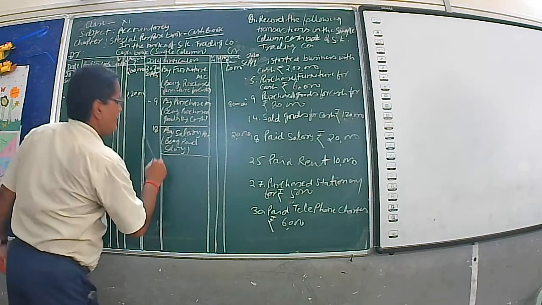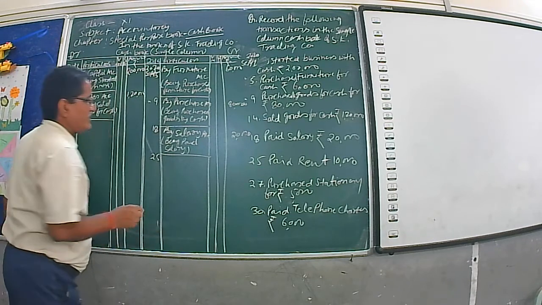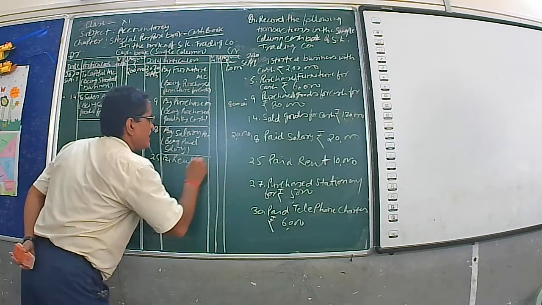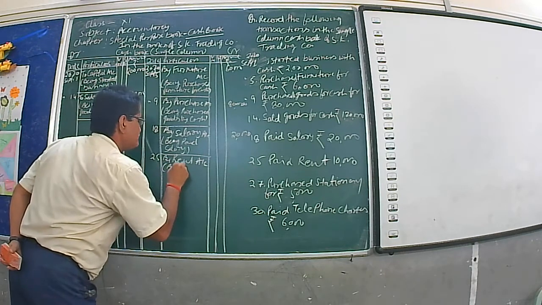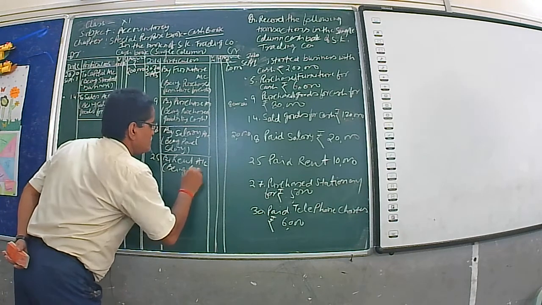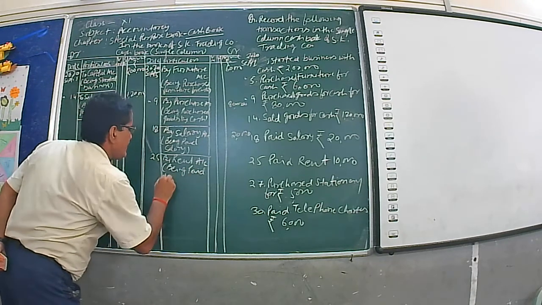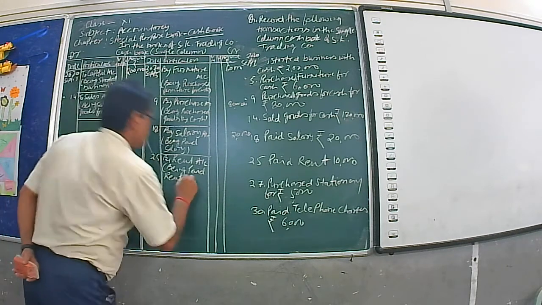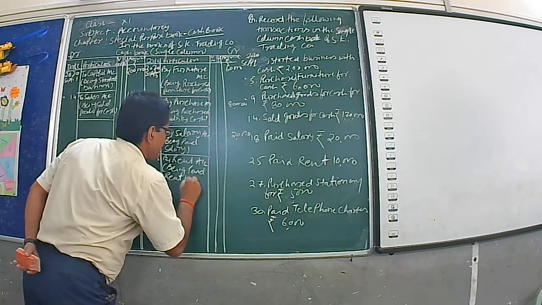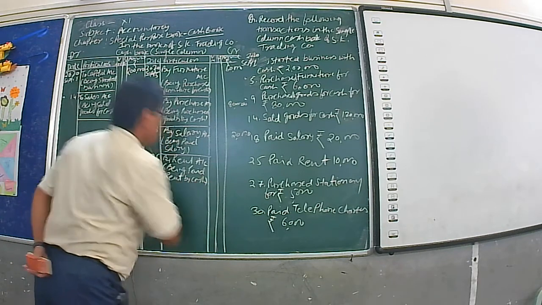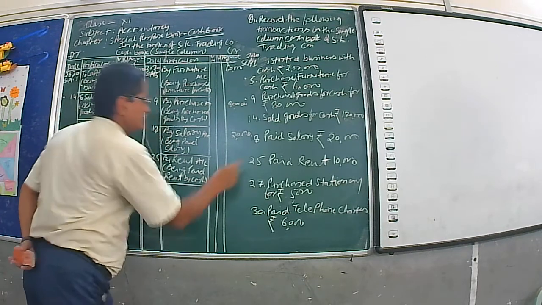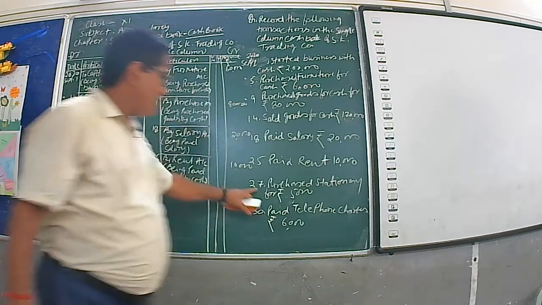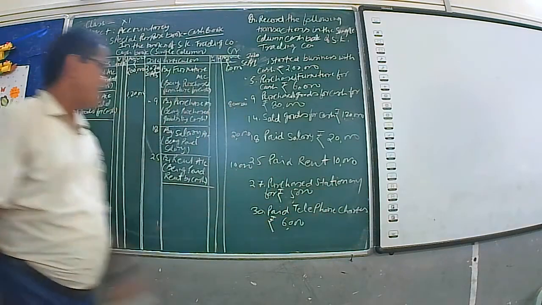So here you will have to write 25th September, by rent account, being paid rent by cash. That is amount 10,000. Next one, purchase stationery for rupees 5,000.